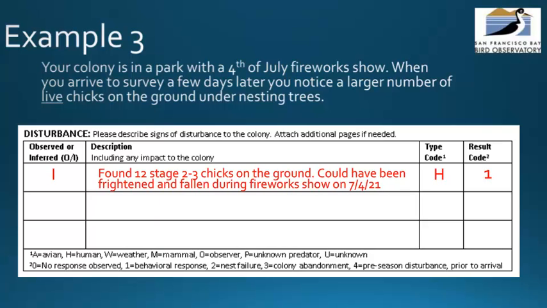Chicks do fall out of nests, especially as they get closer to fledging. But if you see an unexpectedly large number and know of a possible disturbance, it's worth making a note. When in doubt, provide more information for later reference. Adults can continue to care for chicks on the ground, so it's not clear whether the chicks will die and lead to nest failure. In this case, noting a behavioral response is the best fit. If you were to see a large number of dead chicks on the ground, then nest failure would be the best fit.